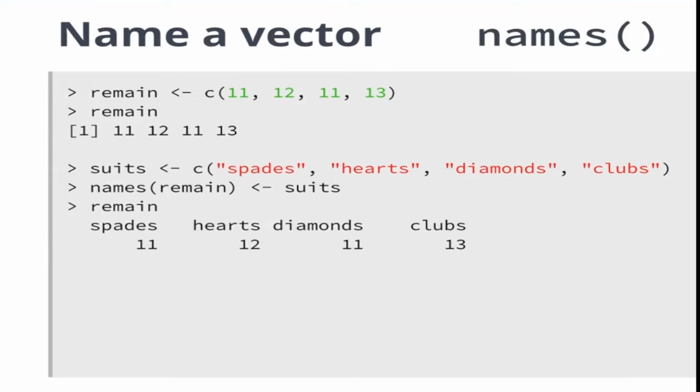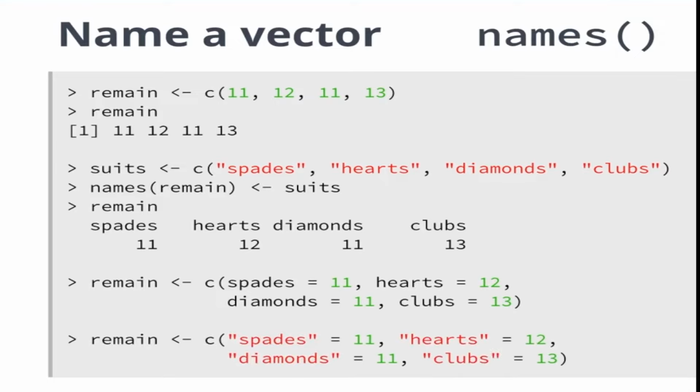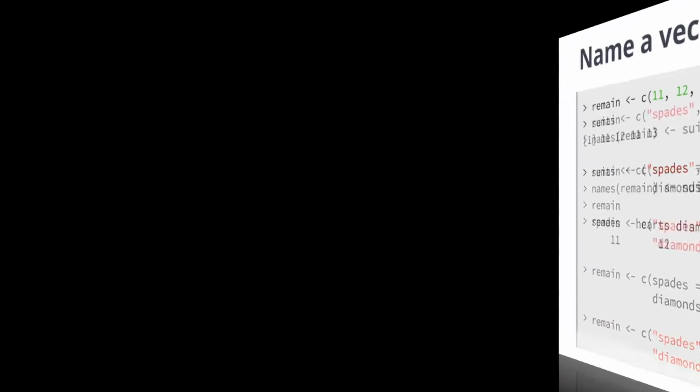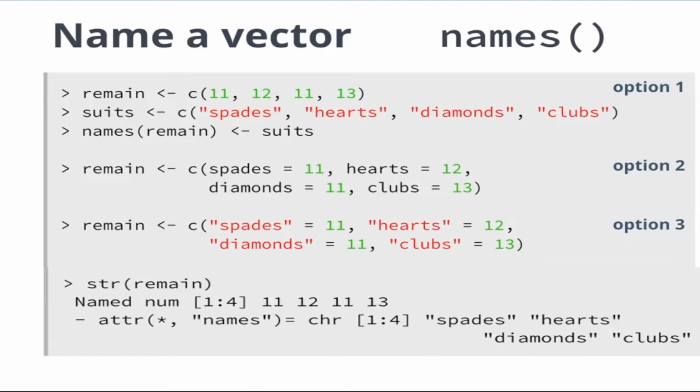Great. If we don't want to bother with setting the names afterwards, we could just as well create a named vector with a one-liner. We can use equal signs inside the c function. Notice that here, it's not necessary to surround the names spades, hearts, diamonds, and clubs with double quotes, although this also works perfectly fine. In all three cases, the result is exactly the same. Under the hood, our vectors have attributes associated with them. What we did when we set the names of the remain vector is actually setting the names attribute of the remain object. The str function that compactly displays the structure of an R object shows this.